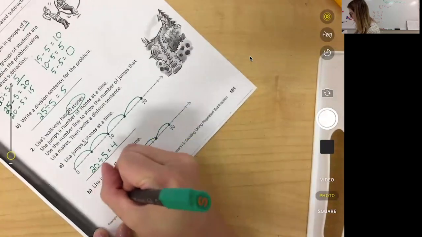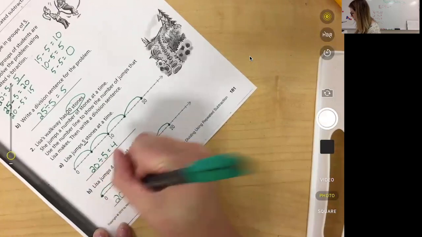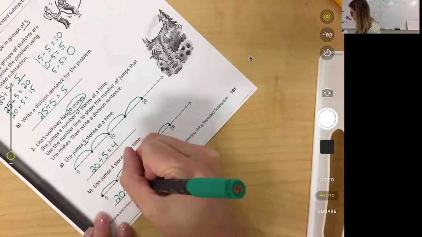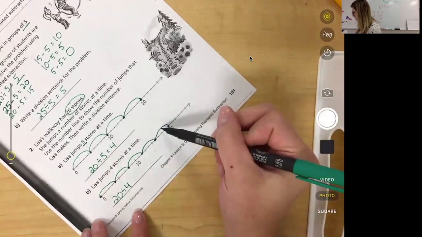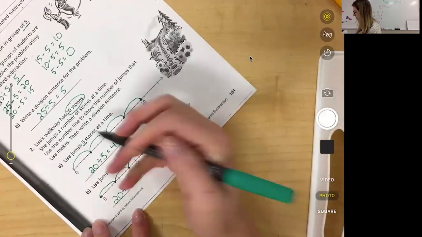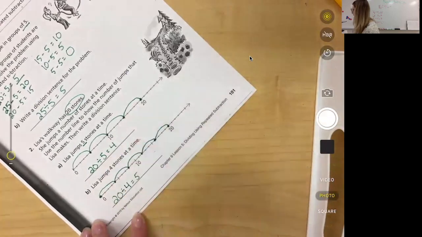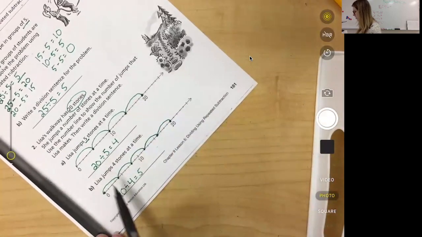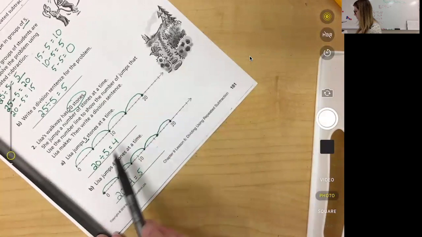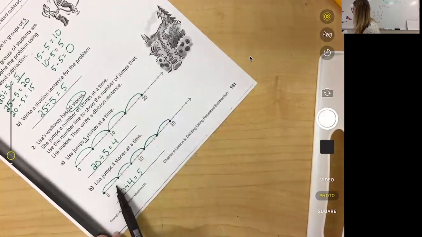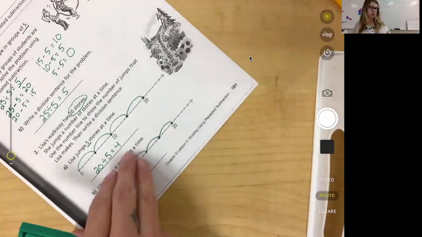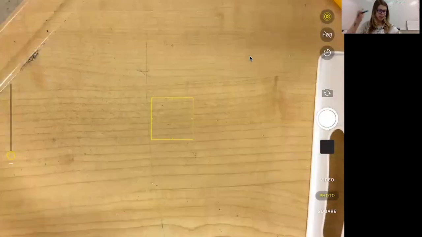Okay, so I'm starting at 20, my big altogether number. We're jumping 4 stones at a time, so groups of 4. So how many groups? How many times did she jump? 1, 2, 3, 4, 5. Hey, do you see anything funny about these two? 20 divided by 5 is 4, and 20 divided by 4 is 5. Remember how I said they could be reversed? Because they're a fact family. Cool. All right, that was pretty quick.